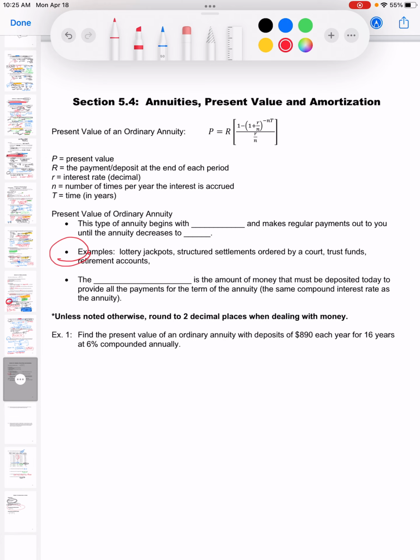Or sometimes if you have a court settlement and it's a really big amount, they won't give you all of it at once. Instead, that will be put in an account and you'll be paid out so much each month or each year. You can have trust funds in the same way, or retirement accounts. When you go to retire, you don't want to pull all of it out at once. You want to get so much sent to your account each month, each quarter, each year, something like that. So now we're going to be starting with our big amount. So we're going to start with our present value.